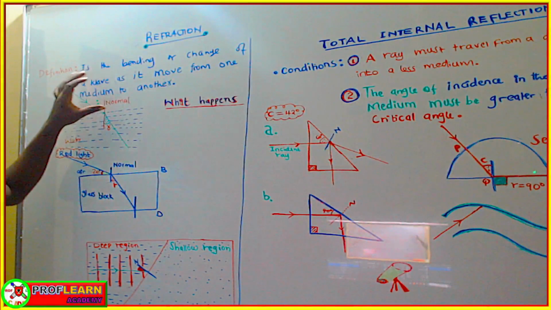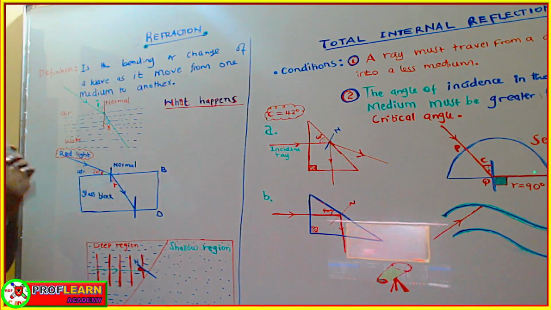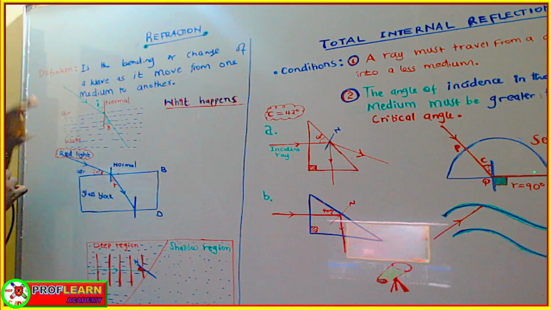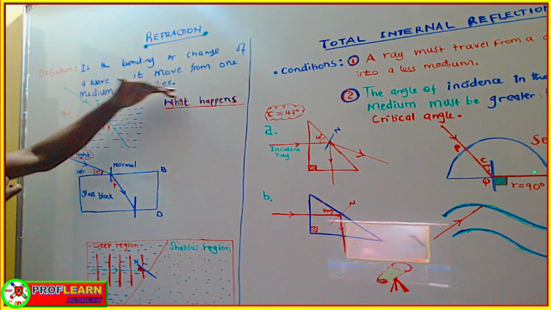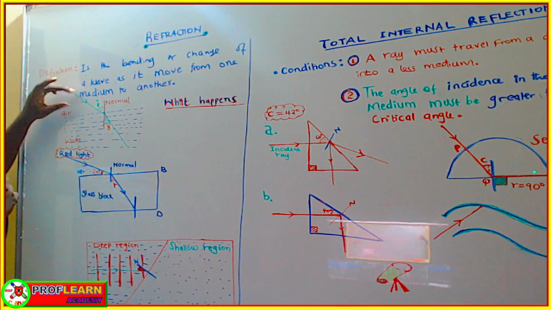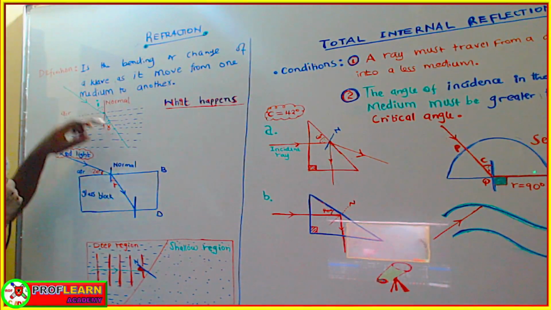Refraction is a bending of a wave as it moves from one medium to another, and we are talking about media that have different optical densities. So refraction is a bending of a wave as it moves from one particular medium to another. In that case, you can see this light wave is moving from air into water.